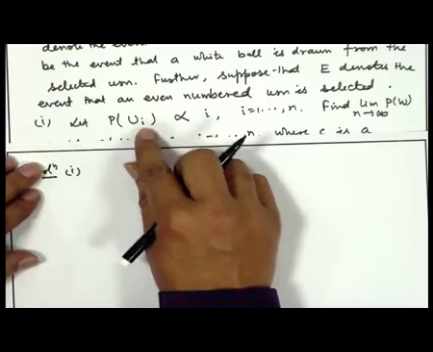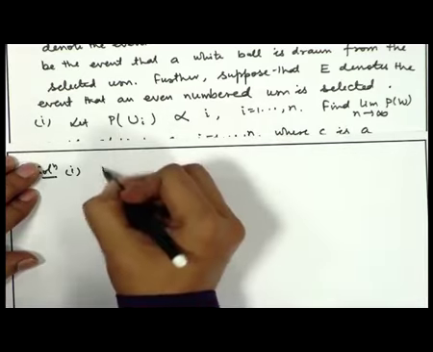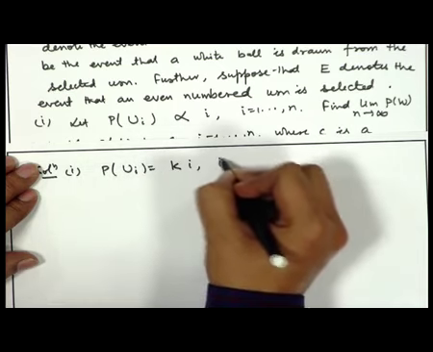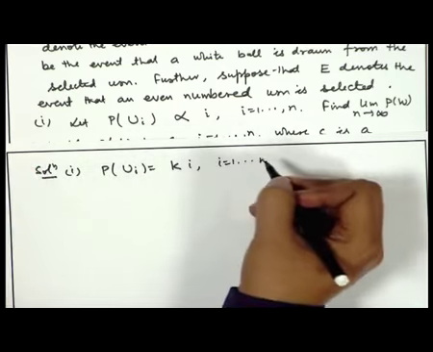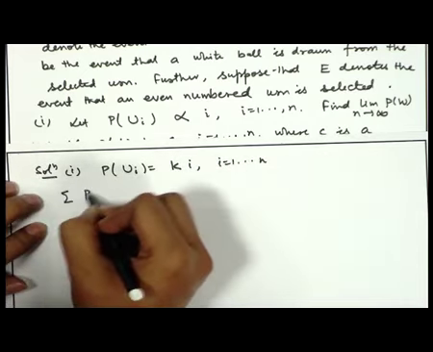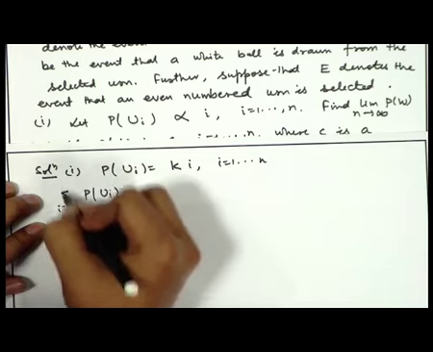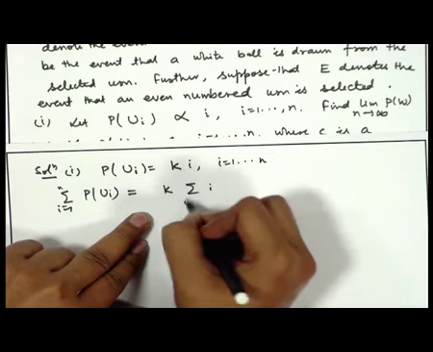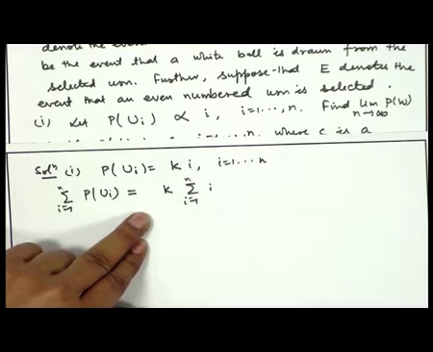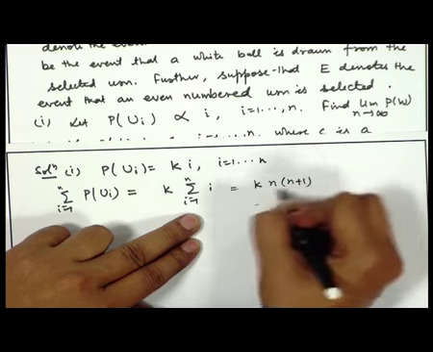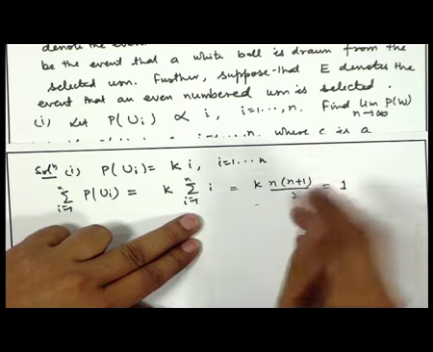If probability of ui is proportional to i, then we can write probability of ui is equal to k i for i is equal to 1 to n. Now, the sum of all the probabilities must be equal to 1, because one of the urns has to be chosen. So, it gives you k sigma i, i is equal to 1 to n, that is equal to k times n into n plus 1 by 2, that is equal to 1.